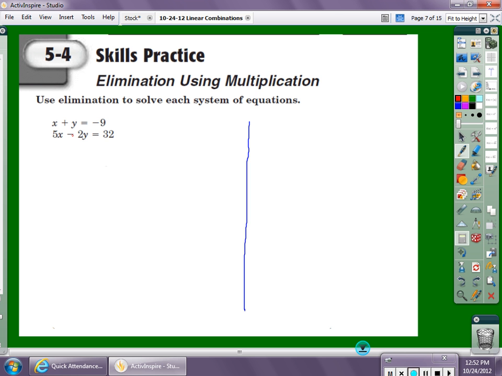And in class, I guess it was my 6th period class, they had a little argument, but it was a good argument. One student said, I would multiply the first equation by a 2.